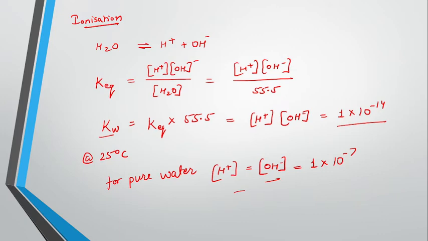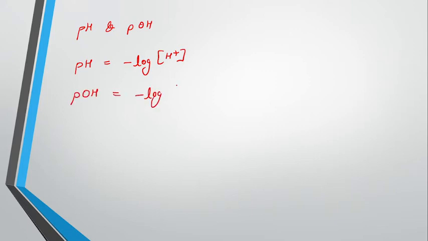Now coming to the definition of pH and pOH. What is pH and pOH? pH is equal to minus log H plus ion concentration. pOH, what is pOH? Minus log OH minus ion concentration. Always remember here the base is 10, log base 10.